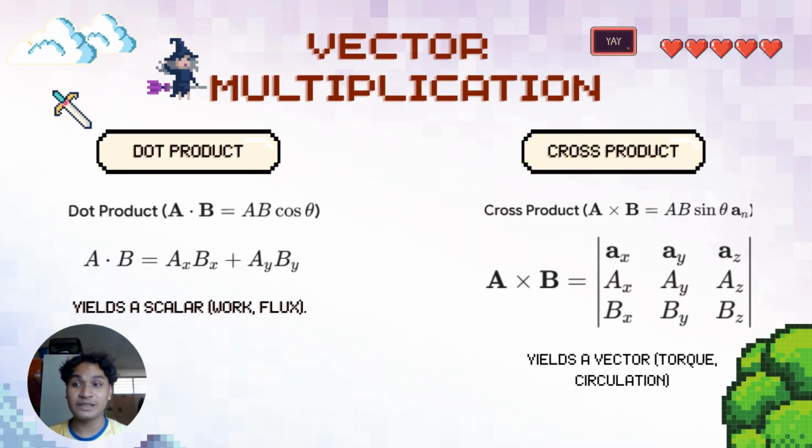For vector multiplication, we manipulate vectors using two products. The first one is the dot product, A dot B, which projects one vector onto another to yield a scalar. And the second one is the cross product, which yields a vector perpendicular to both.